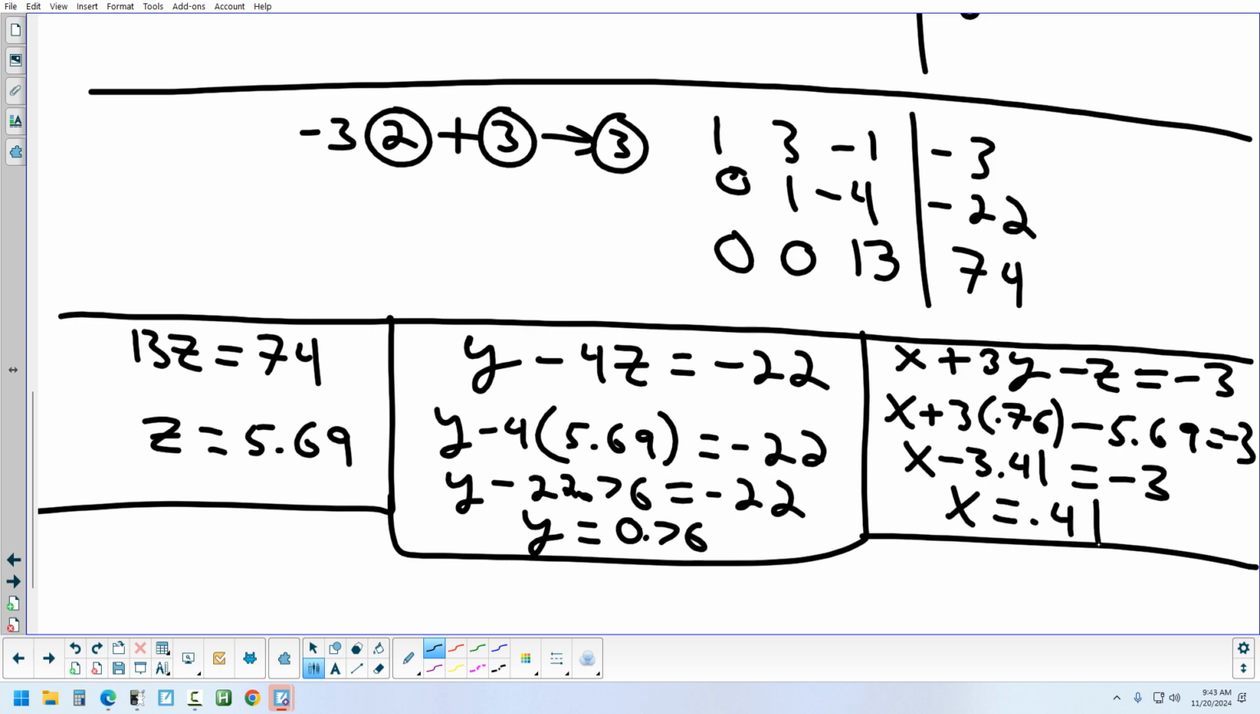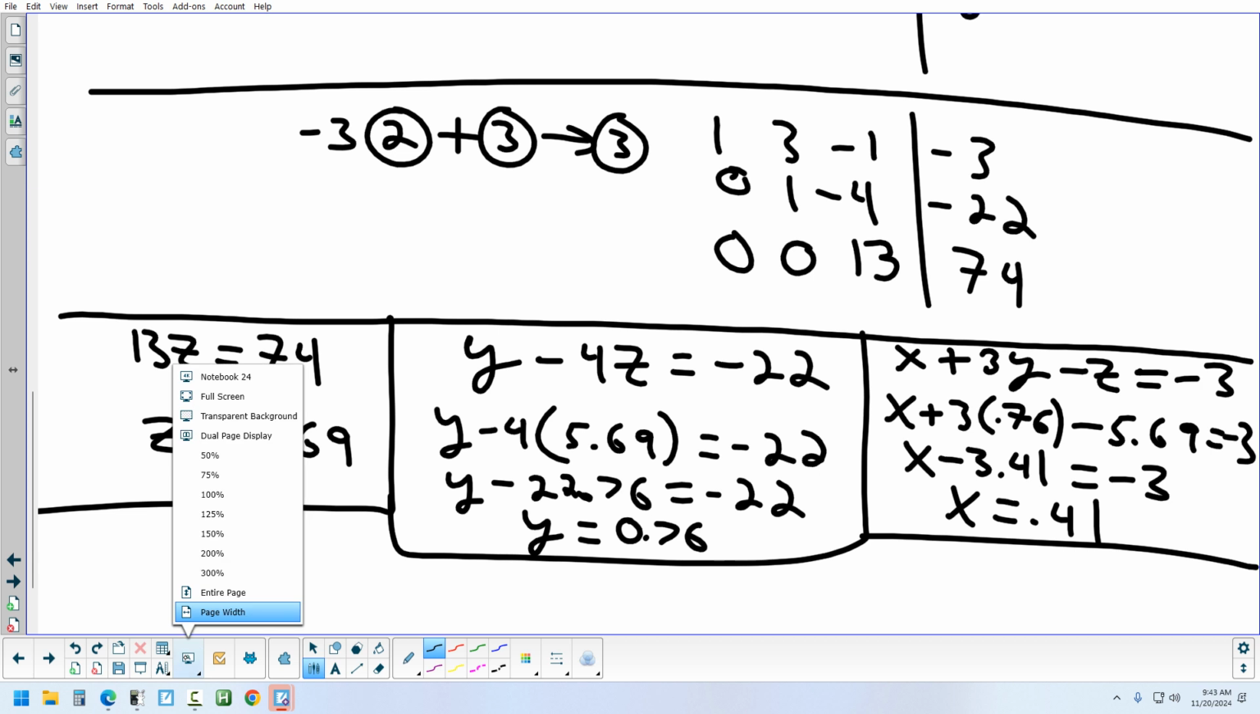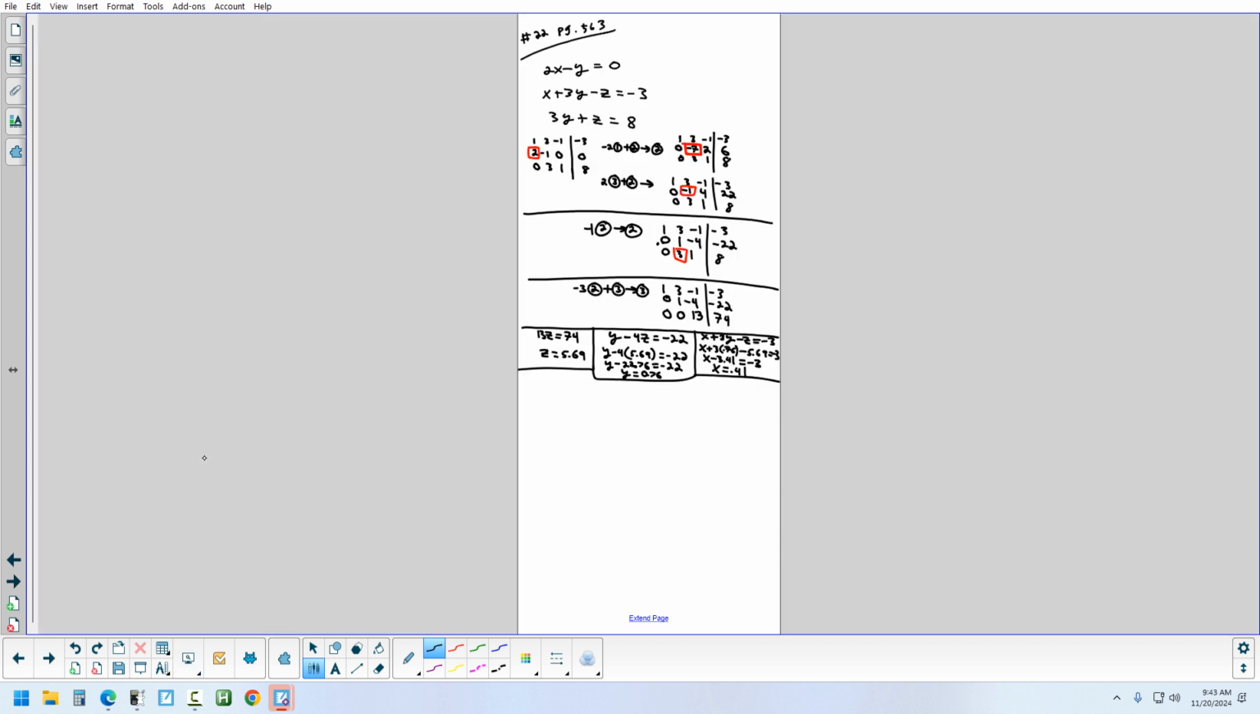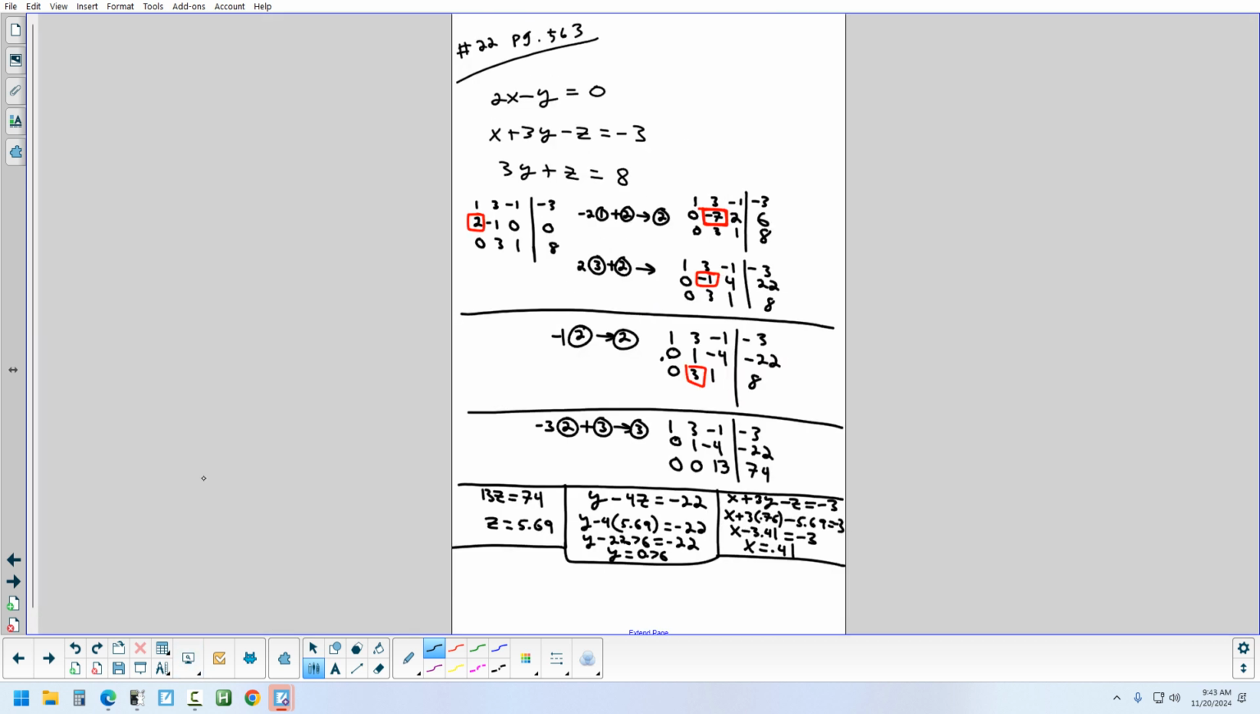It's a little annoying when we have the decimals, but you can still do it. Okay. And those are our steps. Any questions on those steps? And again, you can combine them, but I'm trying to show you just one step at a time to show the whole process.